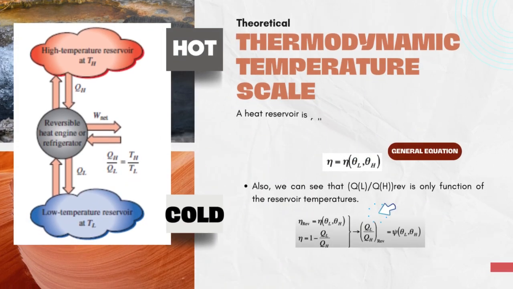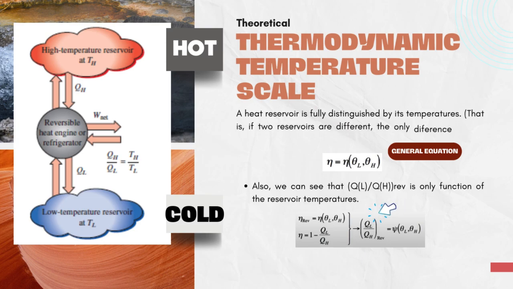We know a thermal energy reservoir is a big body of mass that's able to absorb heat or give out heat without changing its temperature. So, the only thing that does not change in a thermal energy reservoir is its temperature. That said, if we have a reversible heat engine operating between two thermal energy reservoirs, the thermal efficiency is uniquely dependent on the temperature of the two thermal energy reservoirs.